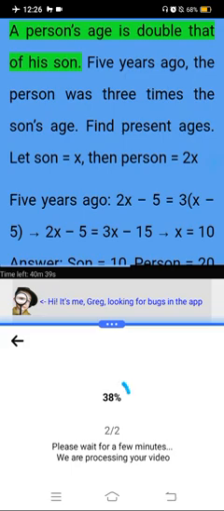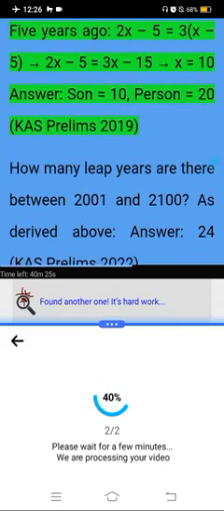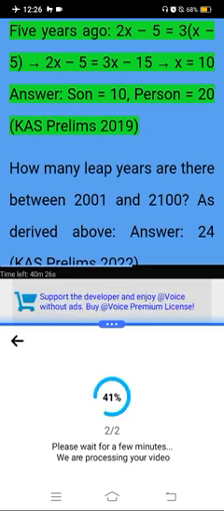A person's age is double that of his son. 5 years ago, the person was 3 times the son's age. Find present ages. Let son equal x, then person equals 2x. 5 years ago, 2x minus 5 equals 3(x minus 5), so 2x minus 5 equals 3x minus 15. X equals 10. Answer: son equals 10, person equals 20.